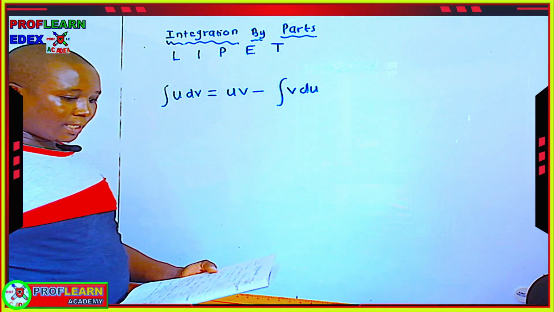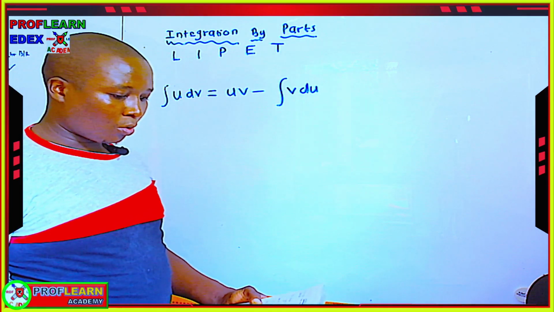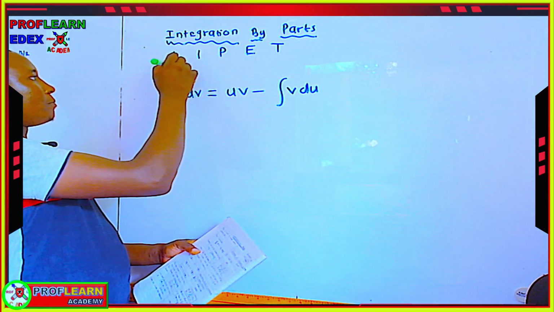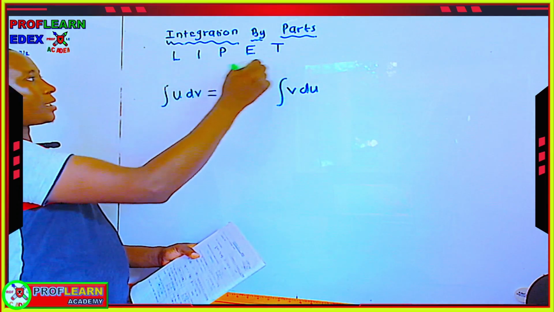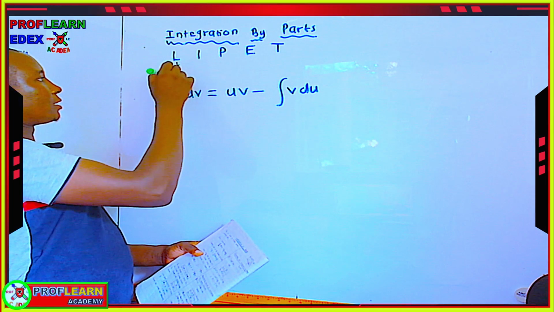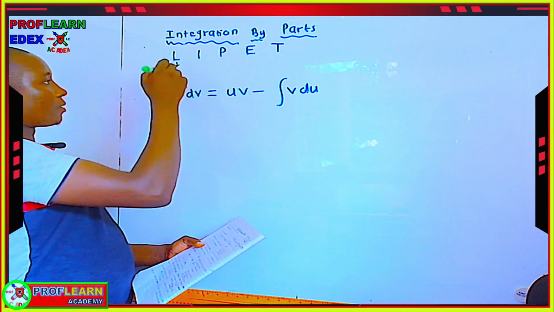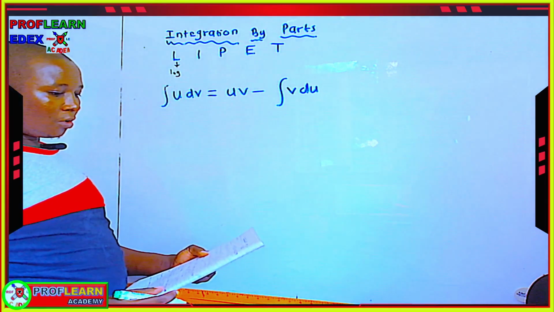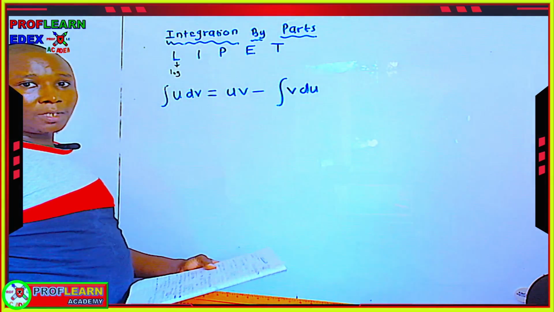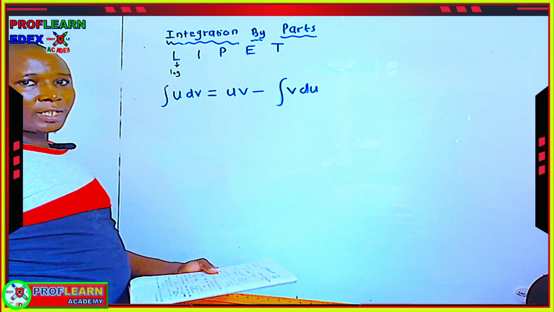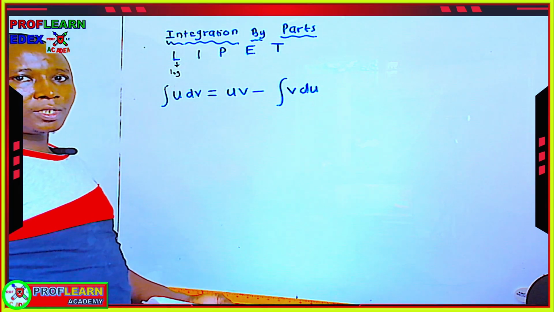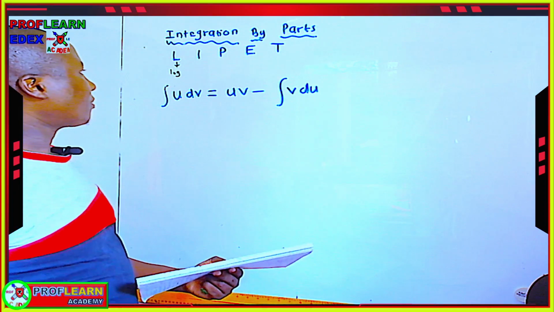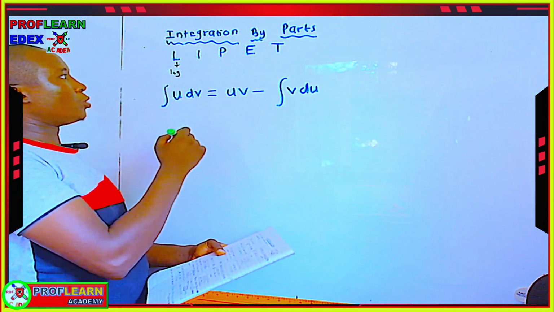So in order to decide what your U is, we're going to use this acronym called LIPET. L stands for natural logs, logarithms. If you see a logarithm, a natural log, in the expression that you want to integrate, you can assign it to be U.